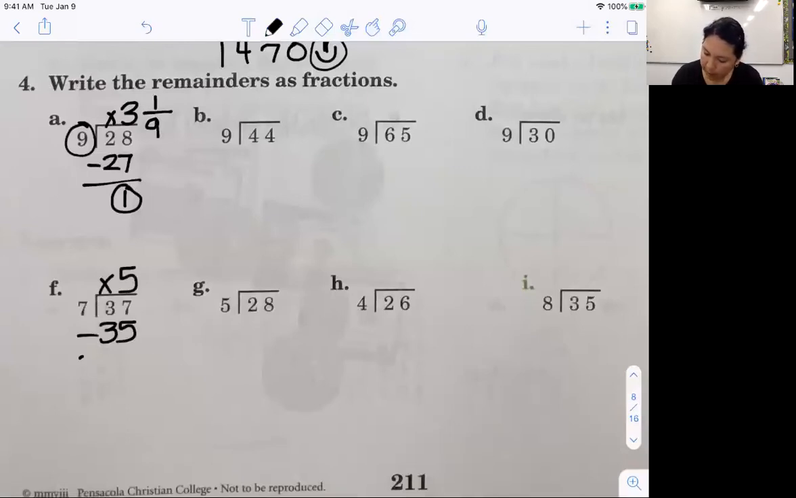When I subtract, they want my remainder to be a fraction. So what am I going to do? Draw my fraction bar. 2 is the top, 7 is the bottom. So 5 2/7.